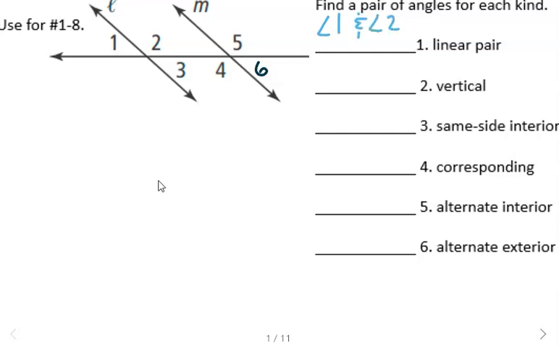A separate linear pair would be 2 and 3. 4 and 6. And then also angle 5 and 6. So all of those are different linear pairs. Linear pairs together form a straight angle or a line.